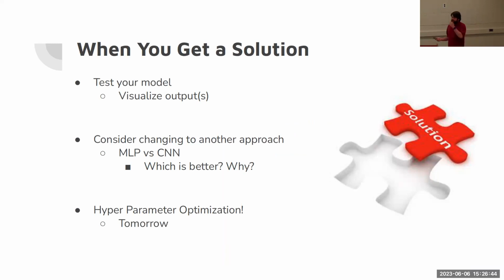Did you use this dense layer or set of dense layers? Or did you use a convolutional model? Try both. Which one's better? Why? And then the other thing that hopefully you'll start doing as you get a solution is start wondering, is this the best solution? And you'll be butting up against hyperparameter optimization, which is tomorrow's lesson. So feel free to go down the rabbit hole a little bit, but don't go all out.